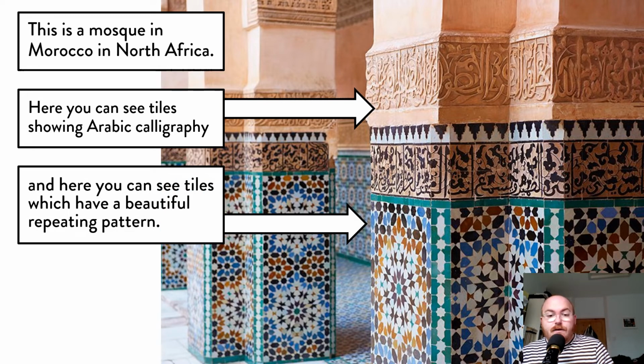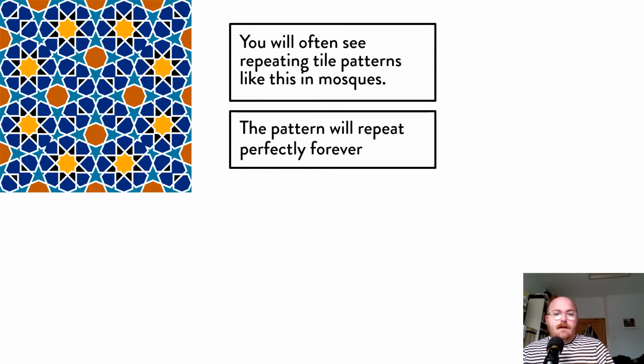Here, below, you can see what I'm talking about with this beautiful repeating tile pattern. These tiles repeat perfectly. So if you go down here, one after the other, you could lay those tiles out forever and you would still get the same repeating pattern. If you look in the background here, you can see that these tiles on the larger area repeat perfectly as well. So you often see patterns like this in mosques and in Islamic centers.